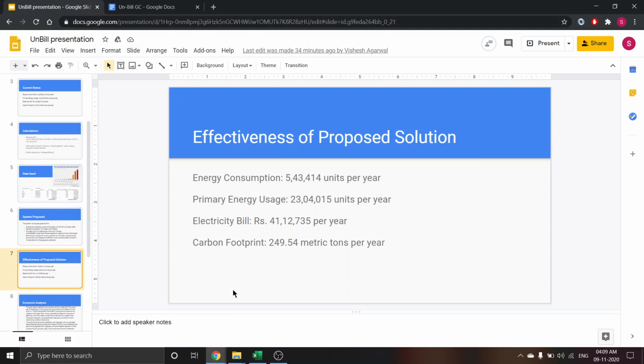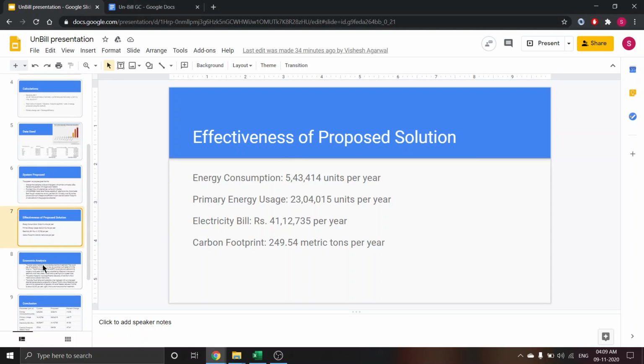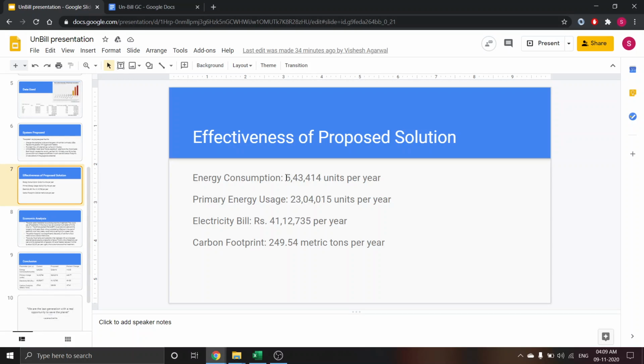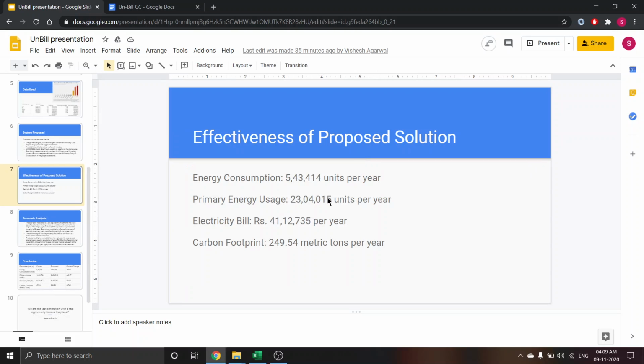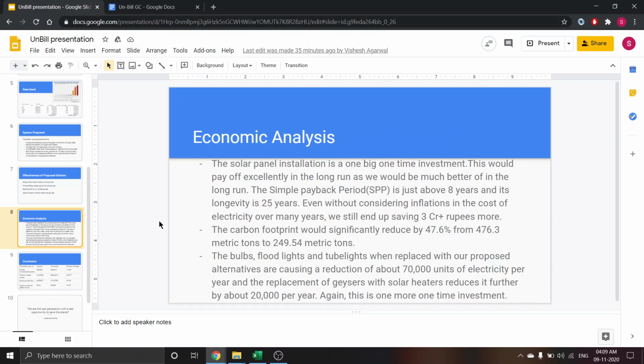The calculations were again given in the doc. Now, the effectiveness of the proposed solution. These are the energy consumption readings that we receive. The primary energy usage, as you can see, has increased. But this is due to the fact that solar energy is not that efficient. But then again, the sun is an infinite source of energy, so it won't matter much. The electricity bill has reduced compared to the earlier value, and the carbon footprint has reduced a lot as well.